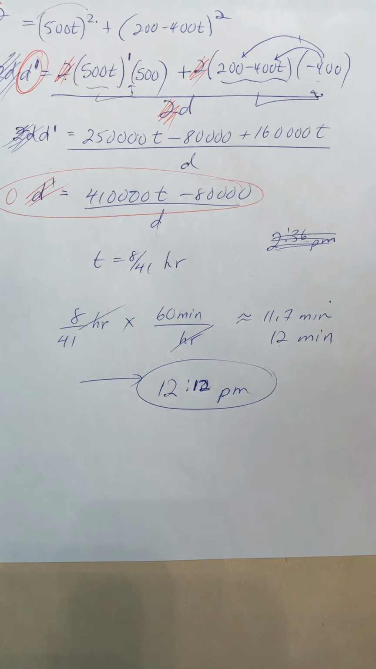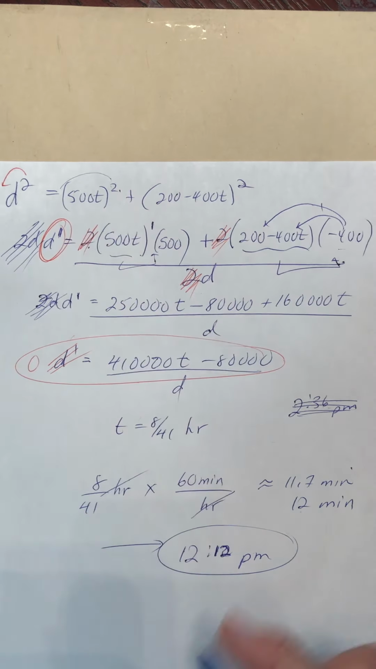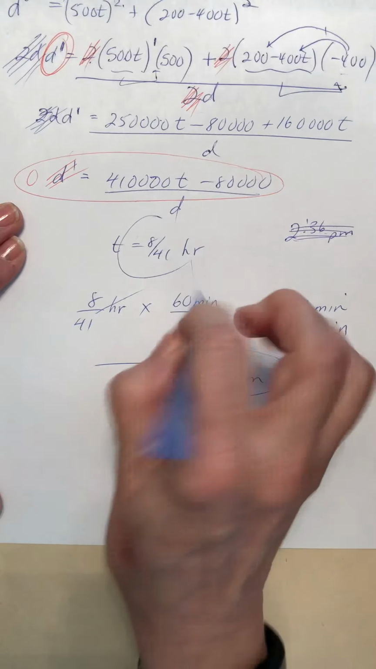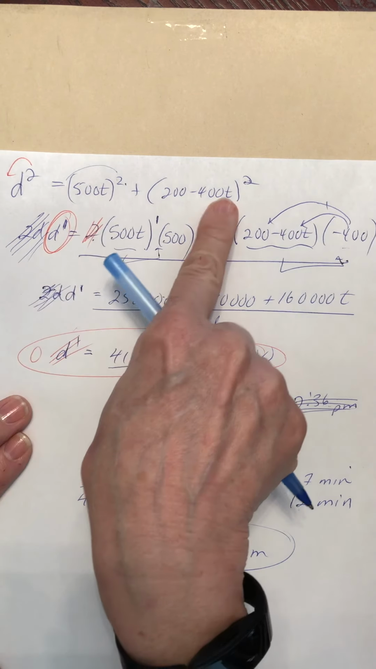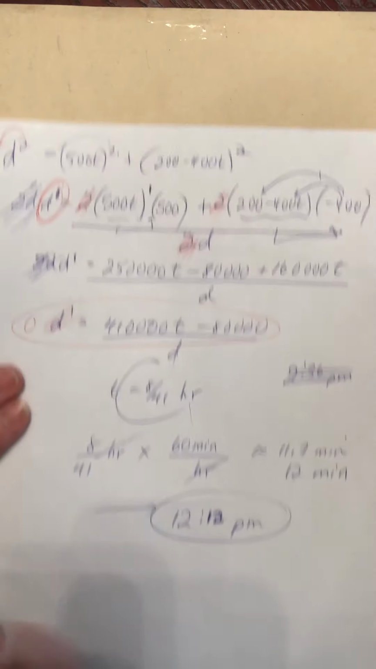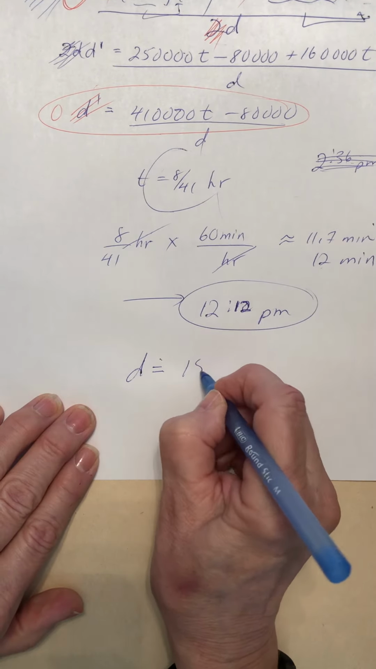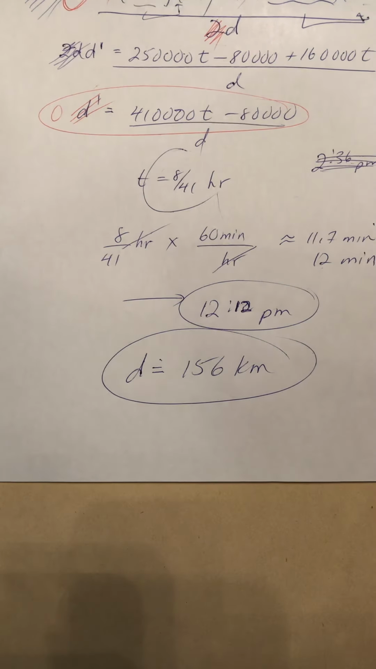If somebody said then, oh, how close is that? Well, you have your formula for distance right here. How close are they at 12:12? You would take your 8 over 41, you would put it in here for t, you would put it in here for t, you would work this all out and square root it, and if you want to try that, you should get an answer of approximately 156 kilometers. So that's the closest that they will ever be together.